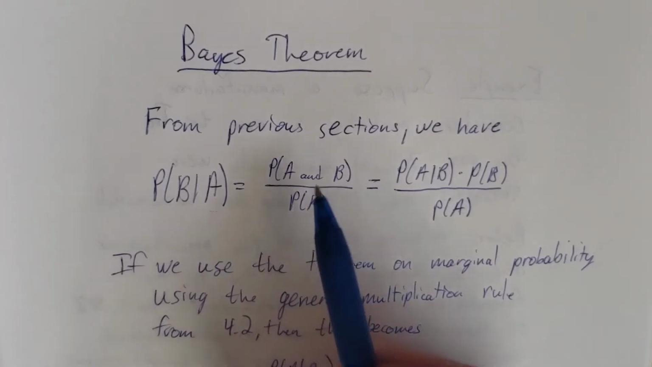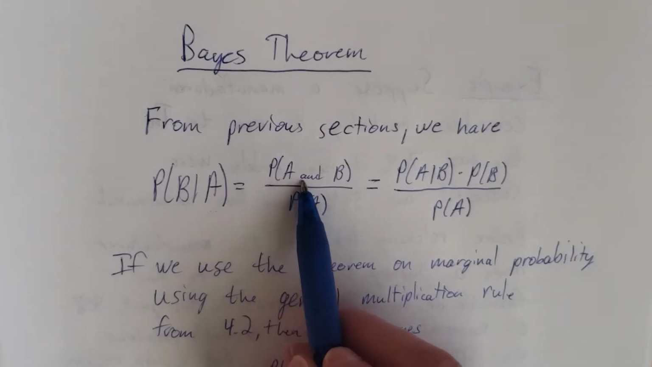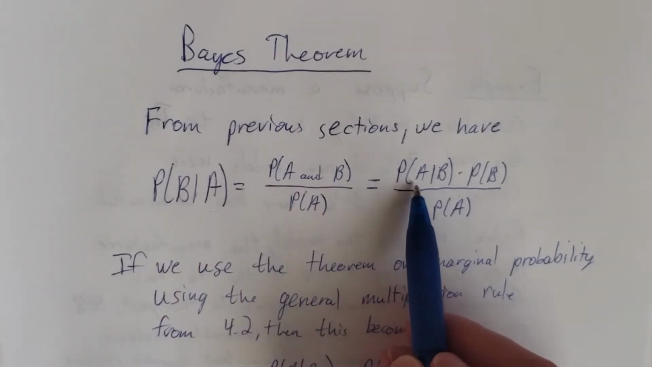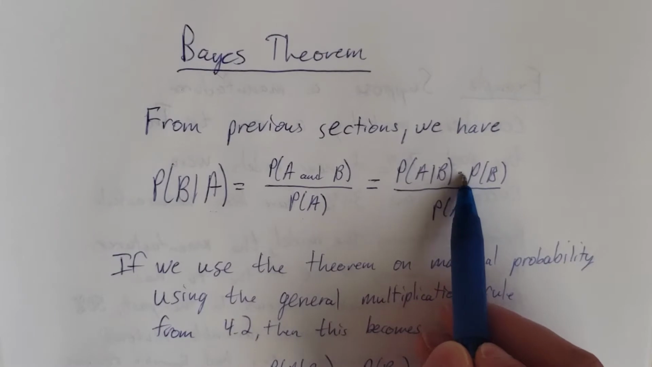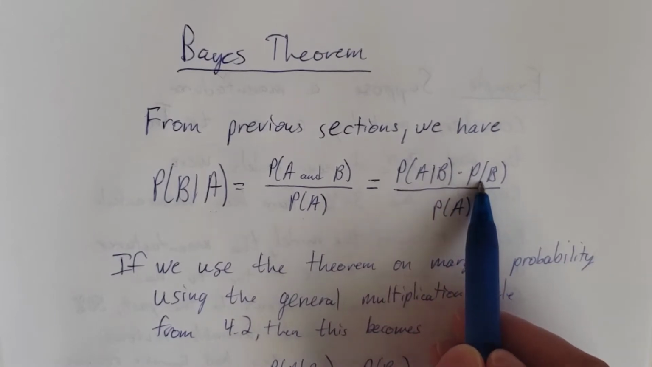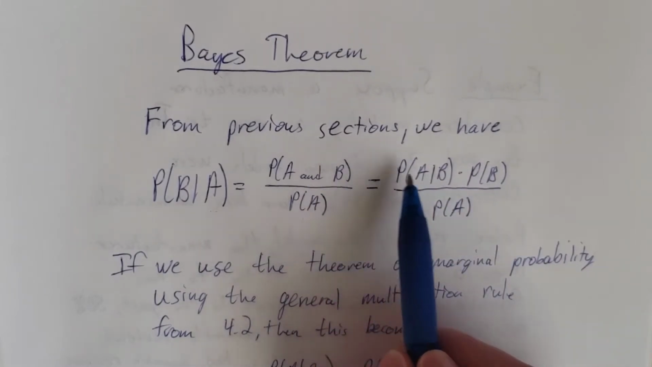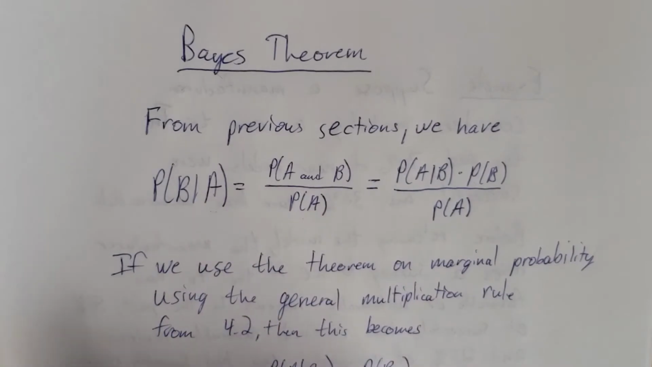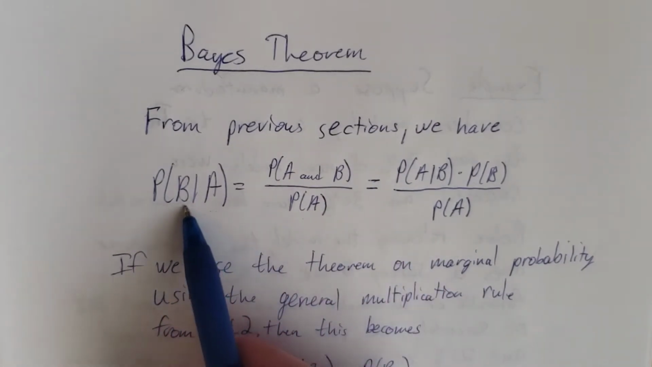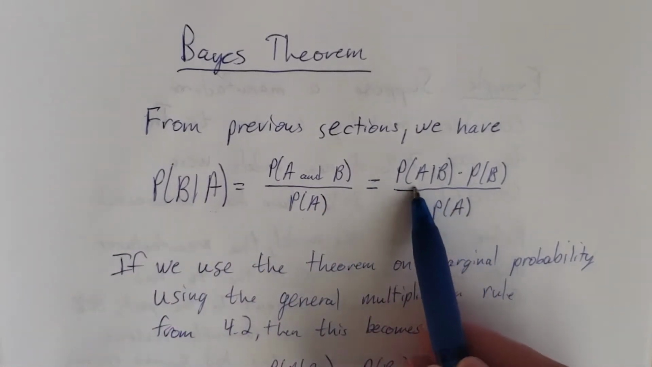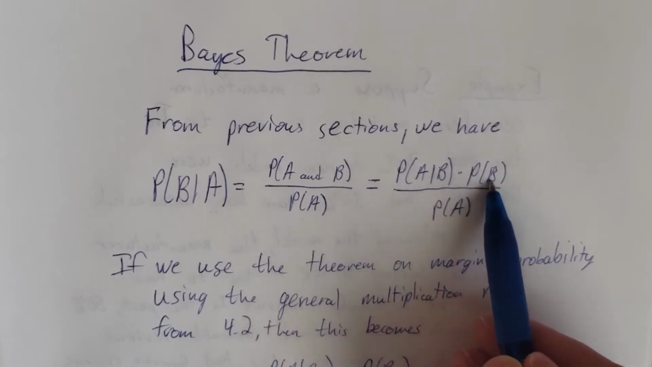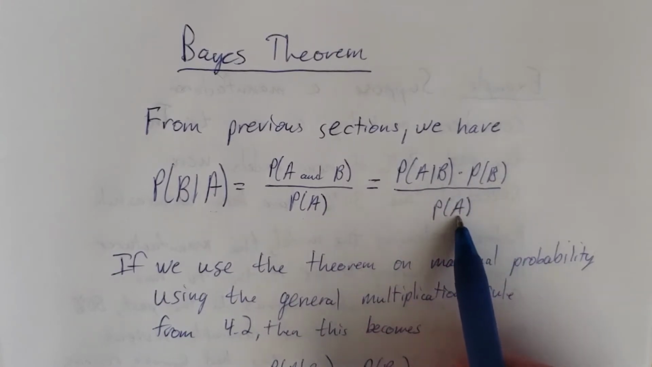But our general multiplication rule says that the probability of A and B is equal to the probability of A given B times the probability of B. So we can change the expression in the numerator and get that the probability of B given A is actually the probability of A given B times probability of B divided by the probability of A.